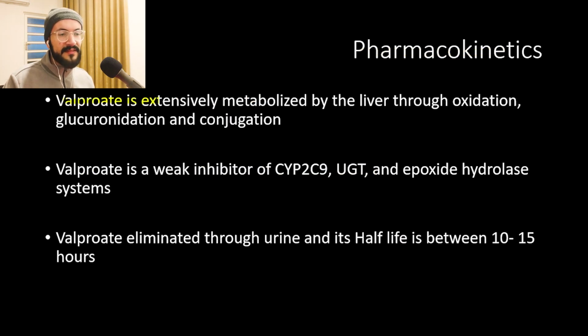And the valproate is extensively metabolized by the liver through oxidation, glucuronidation, and conjugation. The valproate is a weak inhibitor of the cytochrome P2C9 and the UGT and the epoxide hydrolase systems, meaning if there is a drug that is co-administered with the valproate and it is metabolized by the same enzymes that the valproate inhibits, then that drug would have higher levels in the plasma because its metabolism is inhibited by the valproate. And the valproate is eliminated through urine, and its half-life is between 10 to 15 hours.